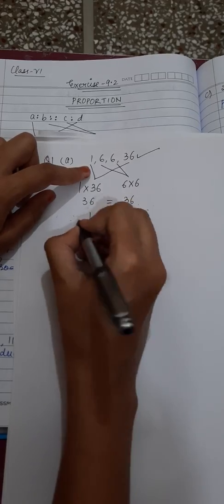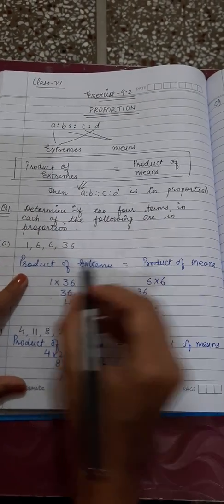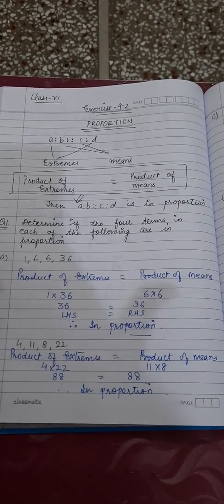They are in proportion. Now let us see the solution. Product of extremes is equal to product of means. Please, in every part you are going to write this.